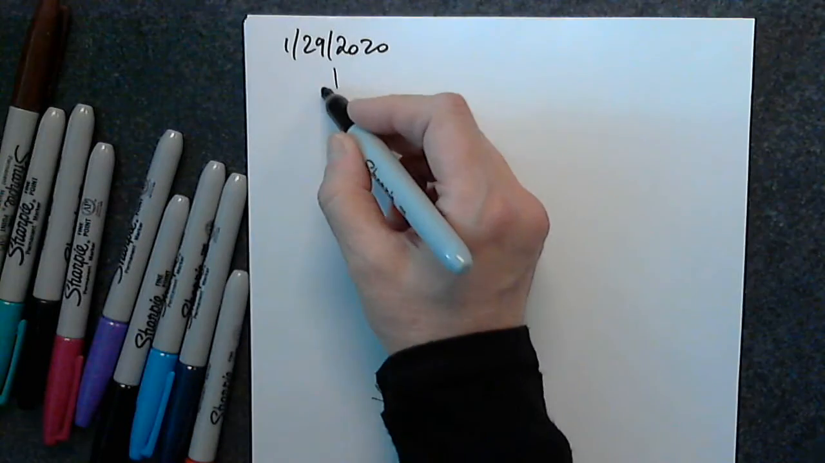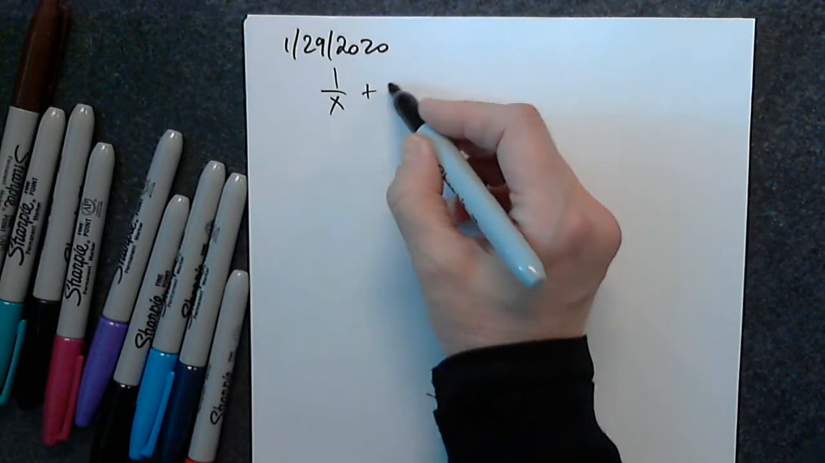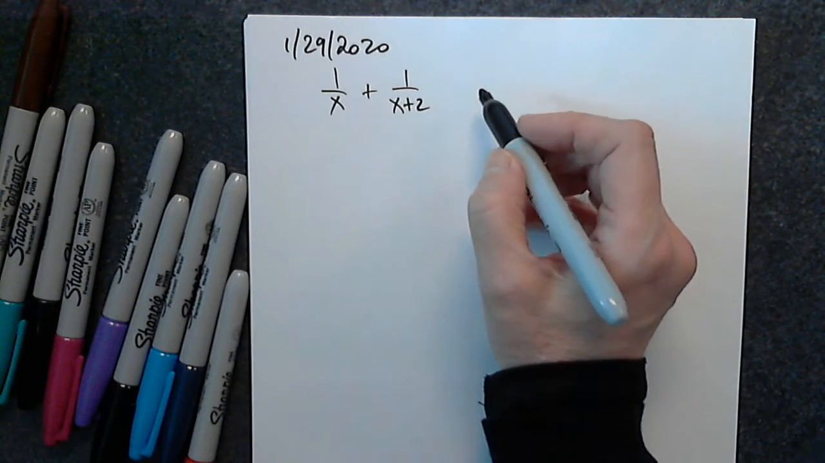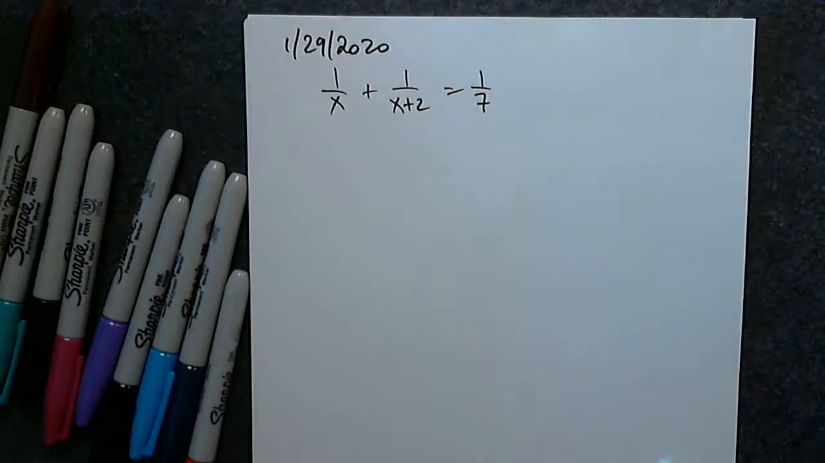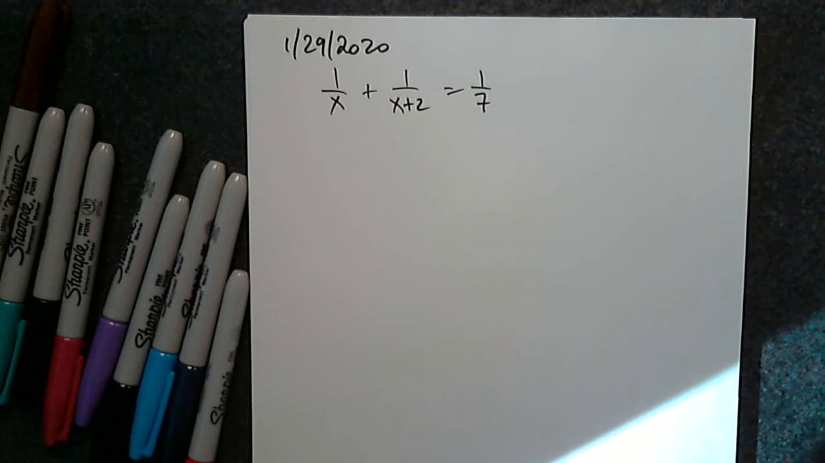I was hoping for an example, so I know what you mean. I don't have a specific example for that, but I do have a problem that kind of hung me up. 1 over x plus 1 over x plus 2 equals 1 over 7. It's a perfect example, but it has nothing to do with what you're asking. You're asking about polynomials, and you're asking about trinomials. This is what I thought you did.